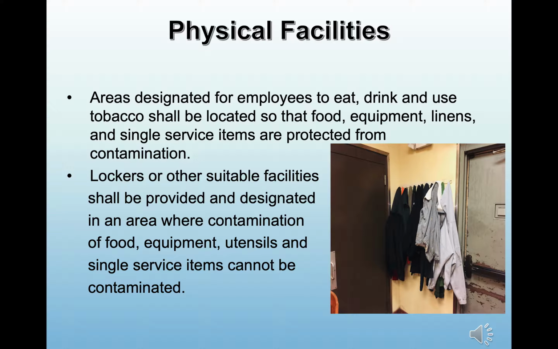Some areas of your food establishment may be designated for employee use or for items for employee use. Any areas that are designated for employees to eat, drink, and use tobacco should be located so that food, equipment, linens, and single-service items are protected from contamination. Lockers or other suitable facilities should be provided and designated in an area where contamination of food, equipment, utensils, and single-service items cannot occur.